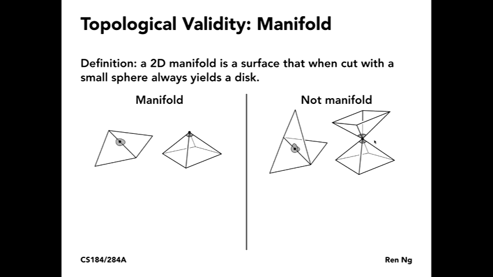So if we cut it with an infinitesimally small sphere and we get something that is topologically like a disk, we're in good shape. If we don't, like the ones on the right, then those we're going to be calling not manifold. You might be interested in those too for other types of geometry processing that deal with really weird sort of cases, theoretically or otherwise.